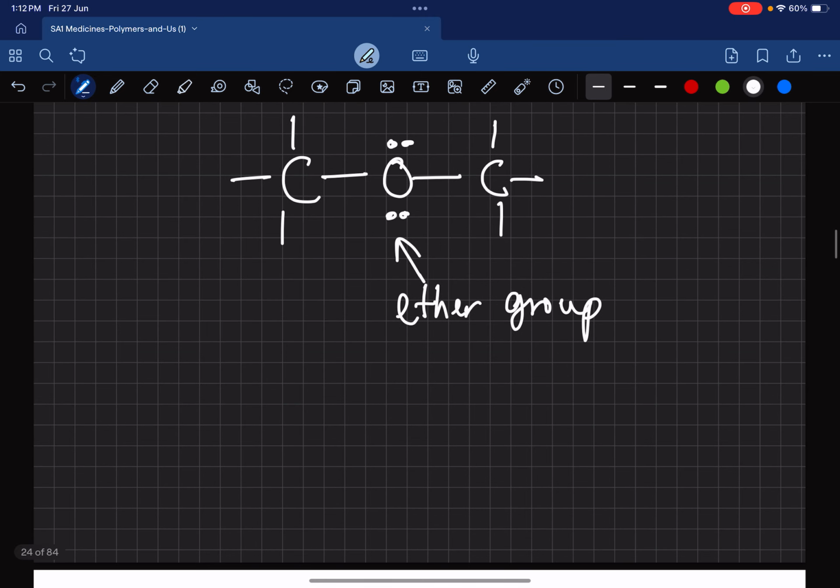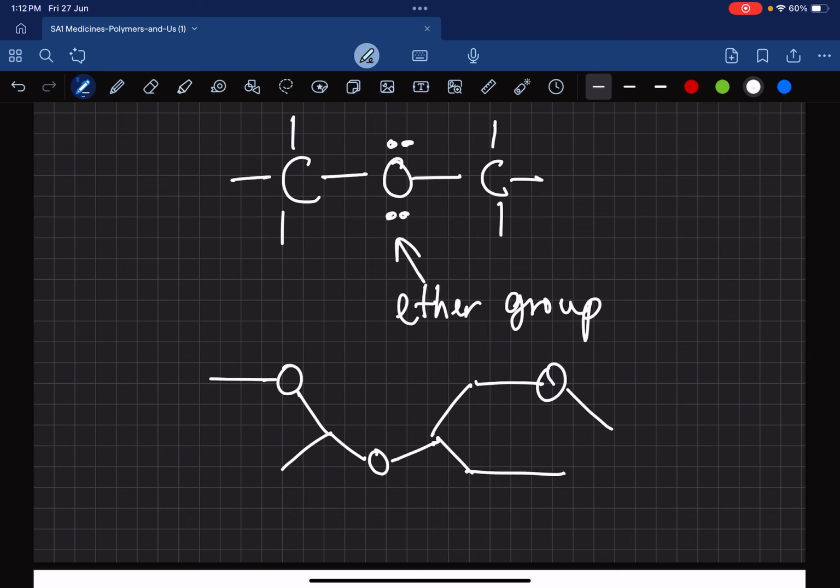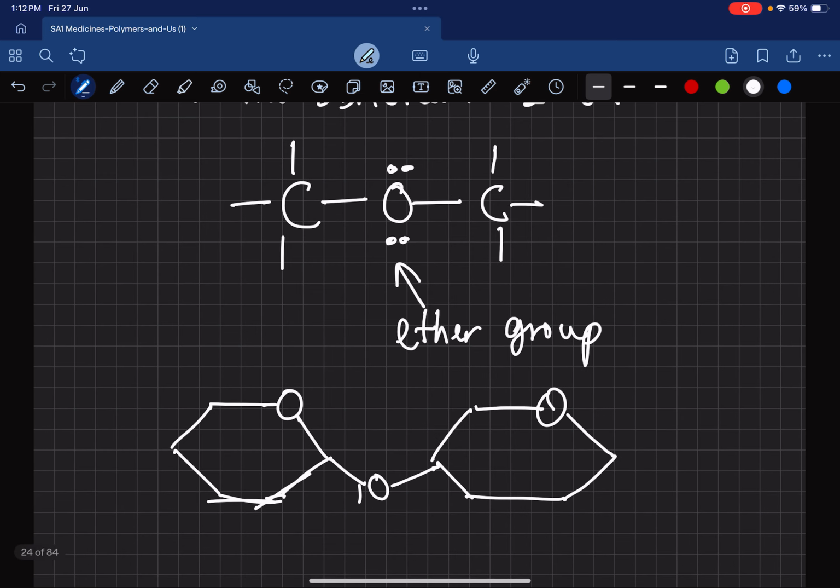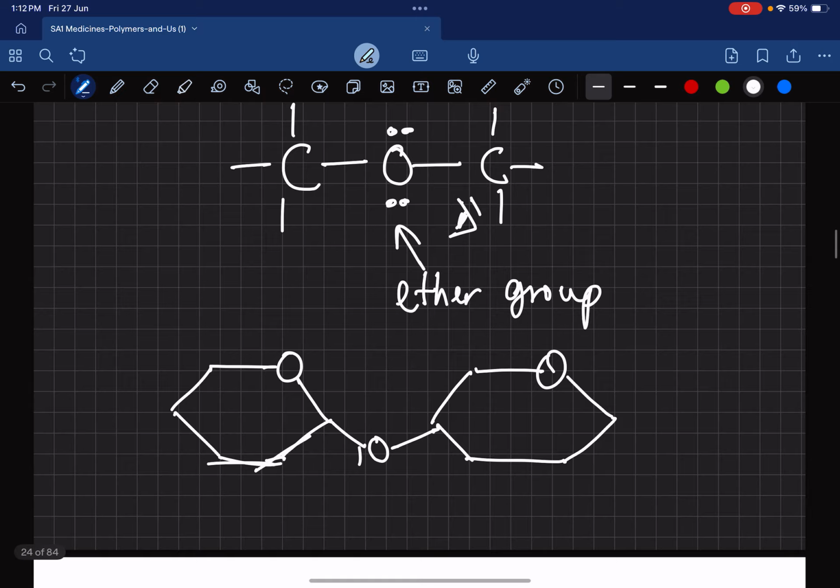You may have seen an ether group before if you did biology. Do you remember what it's called? It's called the glycosidic bond. Remember this? The glycosidic bond. So this is what links two glucose molecules or two monosaccharides together. So that's called an ether bond. So you do not need to know how to name it. You just need to be able to recognize it. So when you see it, you know, hey, this is an ether bond. That's it. That's what it says here.